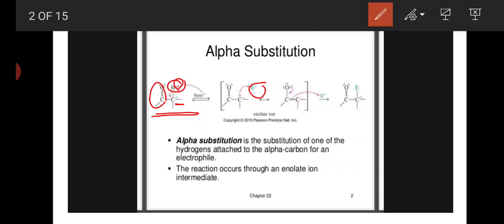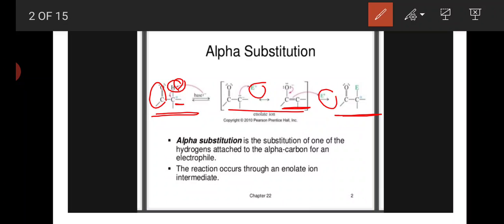After the elimination of the alpha hydrogen, the enolate ion is formed. Enolate ion. Okay, this enolate ion is an intermediate ion in this particular reaction. First, it eliminates the alpha hydrogen and forms the enolate ion. After that, the electrophile attaches to the carbon and forms this compound. This is about alpha substitution.